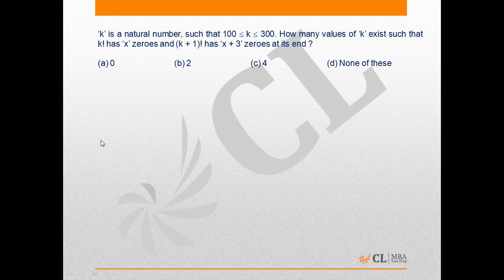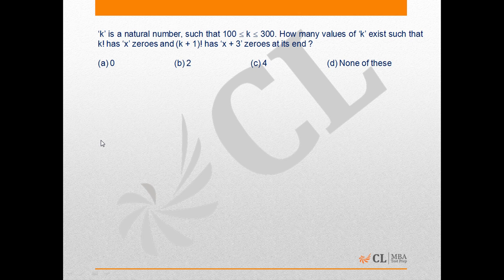In this problem, it is given that k is a natural number such that it lies between 100 and 300. How many values of k exist such that factorial k has x zeros and factorial k plus 1 has x plus 3 zeros at the end?